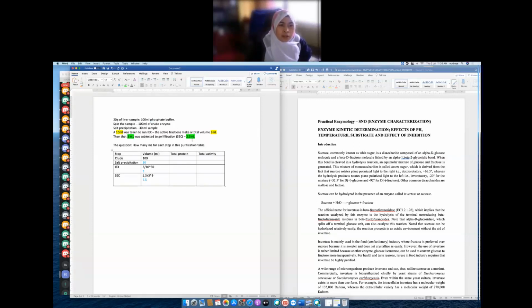But remember, we have the IEX result of 9 mil from the previous step. So that means we need to calculate 2.5 mil divided by 3 mil, multiplied by 9, because 9 is the result from the IEX. And then the final one we get 7.5.